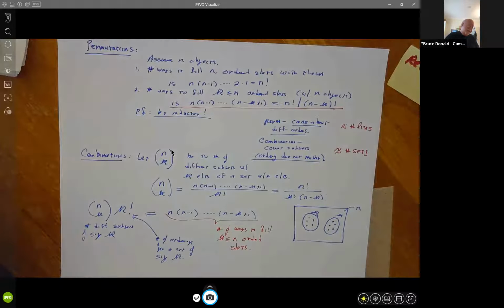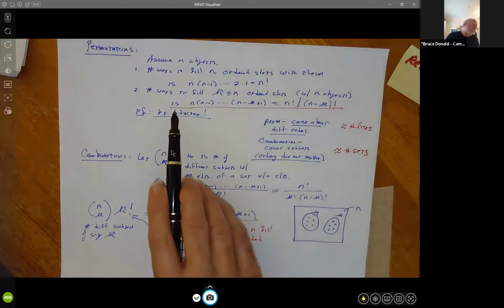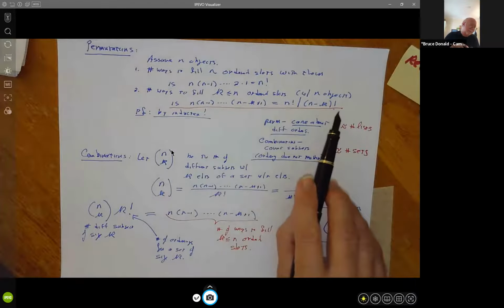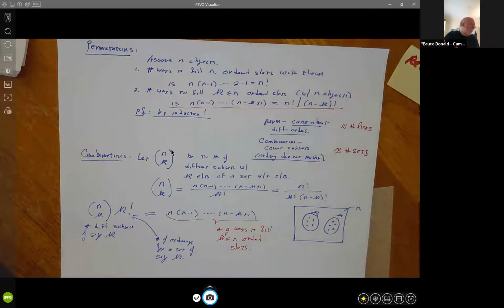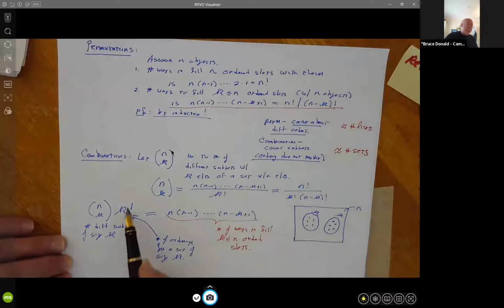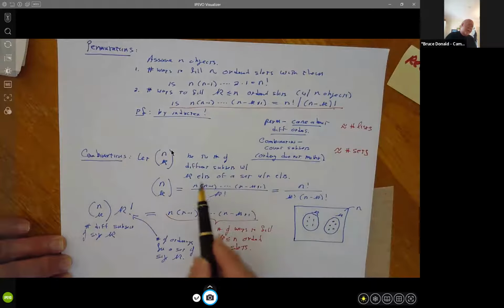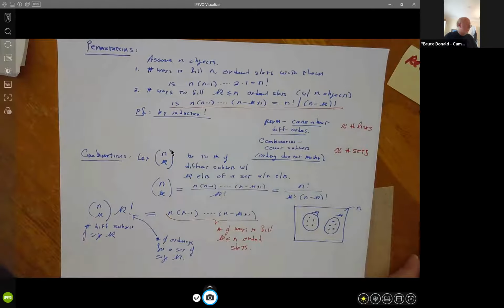So a way to think about this is that we take the number of ways to fill k ordered slots, which we know is either the definition from permutations or we proved it by induction. And then we say, hey, but we don't care about ordering. Let's mod out by the ordering. We divide that by the number of orderings, namely k factorial, and then we get this quantity here, which we want to define as the number of different subsets, which don't care about order, with k elements from a set with n elements.